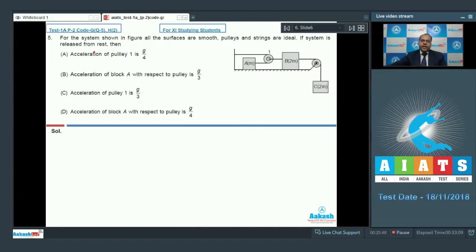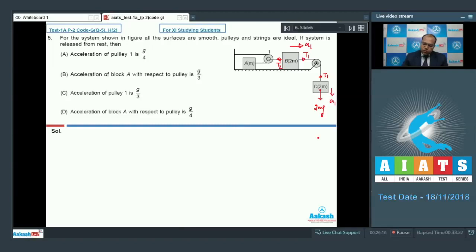So if I draw the free body diagram at this instant, then 2mg is acting in this direction. Let the tension T1 be acting here. Suppose this block B is moving in this direction with acceleration a1, so it is also moving downward with acceleration a1. The tension T1 is acting in this direction and the tension T2 is acting in this direction.